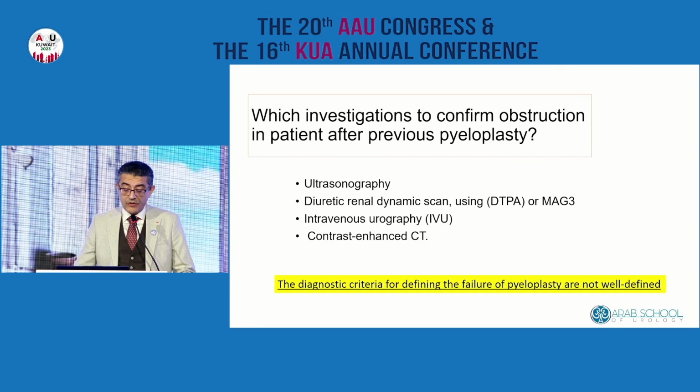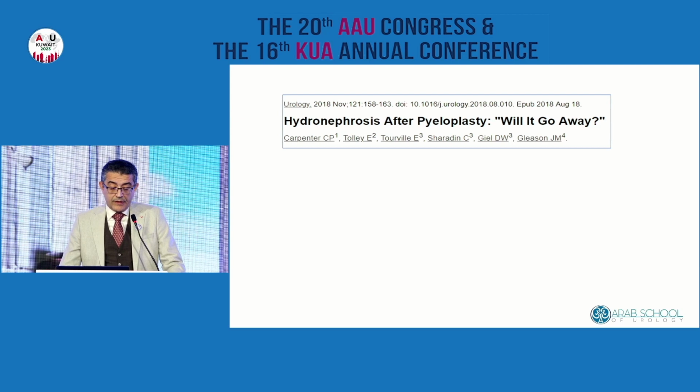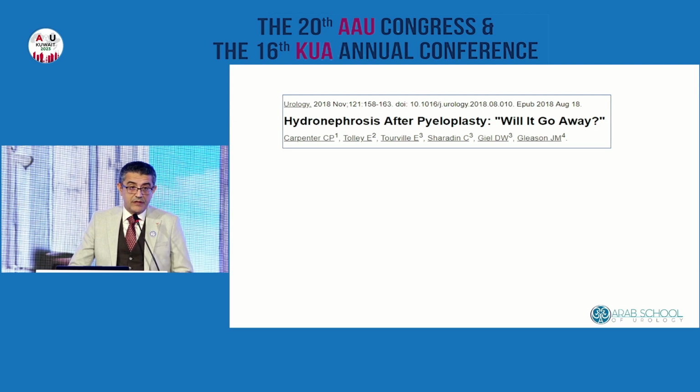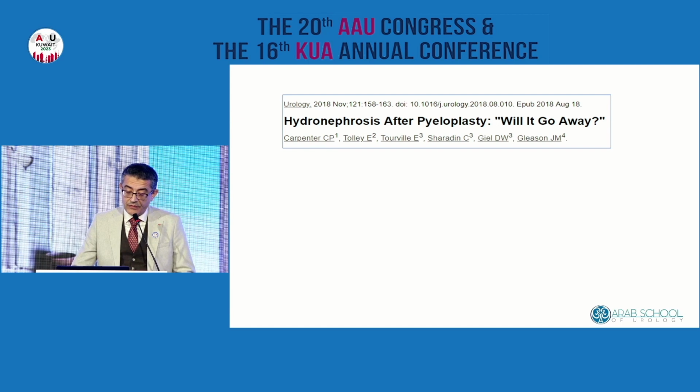So what type of investigations you need to confirm the obstruction of patient after previous pyeloplasty? Nothing of those that I will mention now can be used alone. You need to have an ultrasound to find out the degree of obstruction, diuretic renogram using DTPA or MAG3, IVP, or you can use instead the contrast enhanced CT. Although the diagnostic criteria of defining the failure of pyeloplasty are not well defined. So I like to present this paper because it actually gave us the idea about the haziness of the diagnosis, when and where and how.